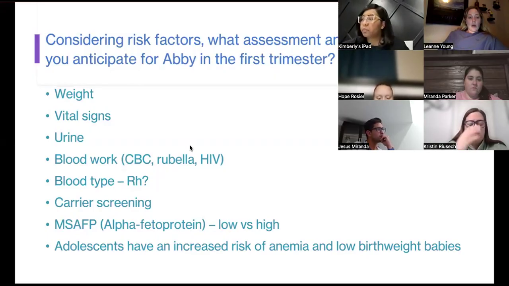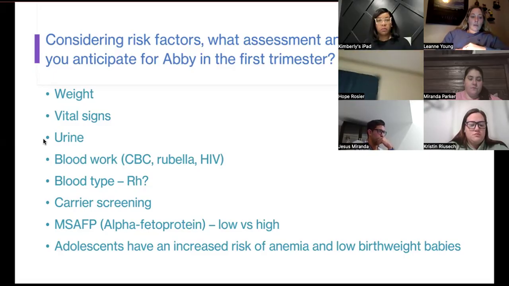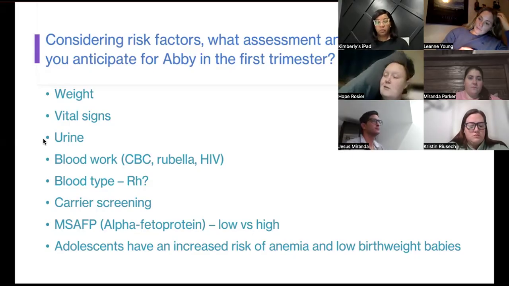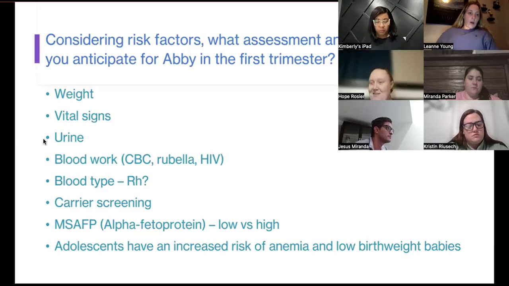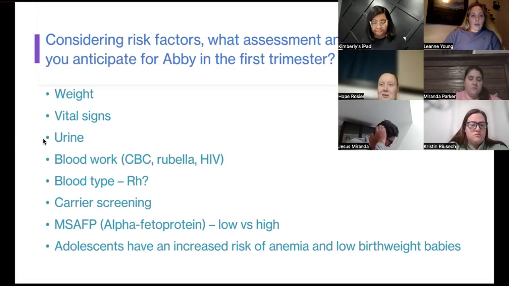It can also sometimes start leaking into the urine with hypertension or other things that can happen during pregnancy. Our blood work, we're going to get a routine CBC. We're also going to check a mom's rubella status, and we're also testing for HIV and other STDs. We're going to also want to know this mom's blood type and her RH, because we'll talk a little bit more in this slideshow about RH incompatibility and ABO incompatibility. So if a mom has an O blood type or is RH negative, she's going to need RhoGAM. We'll talk more about that in a couple slides.